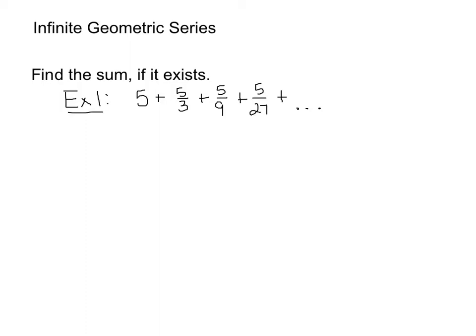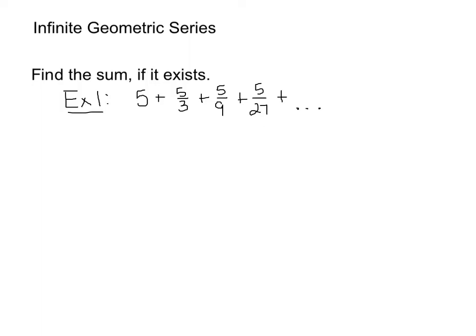So in the previous video we talked about how to tell the difference between finite and infinite. So we're going to look at finding the sum of an infinite geometric series, if it exists. You have to remember that we have two different types of infinite series: series that diverge, and series that converge. If it converges, then the sum will exist, but if it diverges, then it doesn't exist. So let's look at this first example.